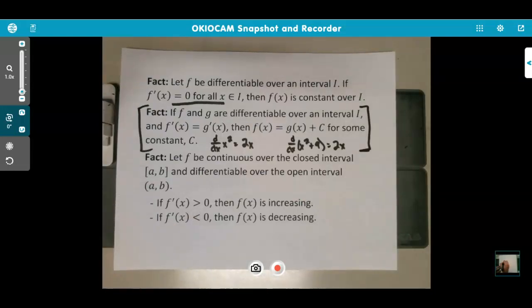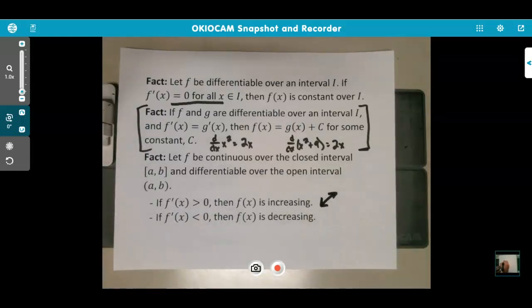And then my third one: if f is continuous from a to b and differentiable, then if the derivative is positive, f of x is increasing. So remember, the derivative is my slope. So if my slope is positive, that means my graph is going upwards. On the same note, if the derivative is negative, it must be decreasing, again, because this is my slope. So if my slope is negative, then it is decreasing. All of this stuff is going to help us draw graphs in the rest of chapter 4.